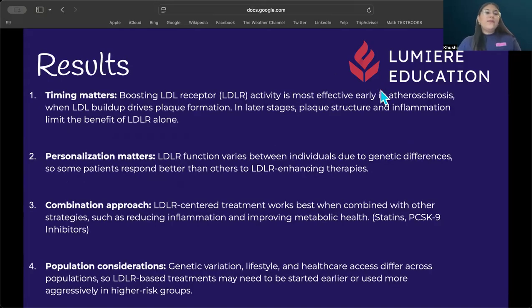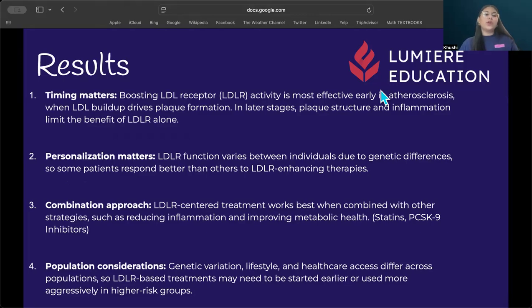Some of my key findings were these four things that I discovered from reviewing a lot of articles. I discovered that timing matters. LDLR boosting therapies work best early in atherosclerosis, and in later stages, plaque structure and inflammation reduce their effectiveness. Next, you need to personalize the treatment. Genetic differences in LDLR affect how patients respond to treatment. If someone has a mutation in LDLR, increasing its flow wouldn't help the mutation. That's why I need to personalize the treatments. Some individuals benefit significantly while others see limited effects.